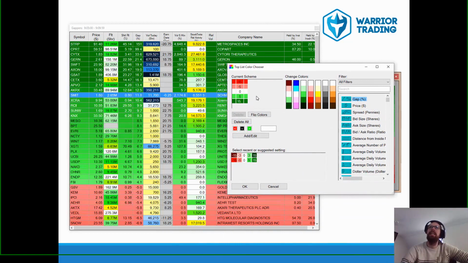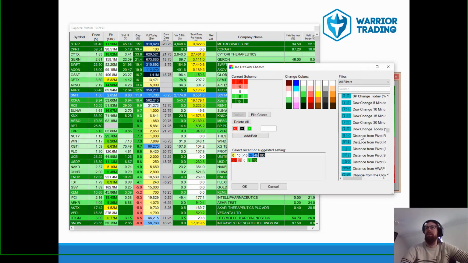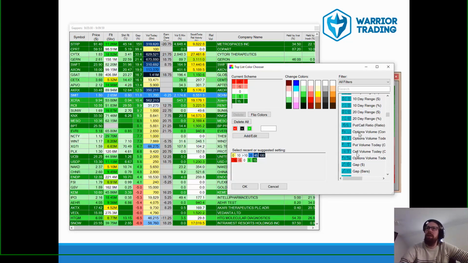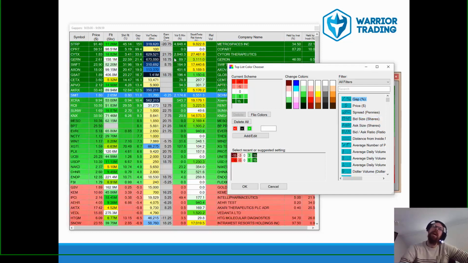So my current scheme is green to red based on what data point? It's based on the gap. I could do it based on the price, right, if I wanted to. And now this is coloring based on the price. I could do it based on almost an unlimited number of data points, really, depending on what you're looking for. For me, it just seems to make sense to do the gap based on the percentage, but like I said, you could do price, distance from the inside market, bid size, et cetera, et cetera. So that becomes the color scheme for your entire layout.